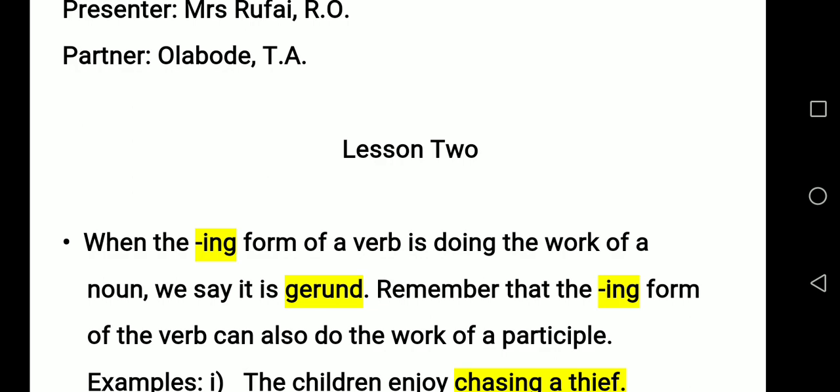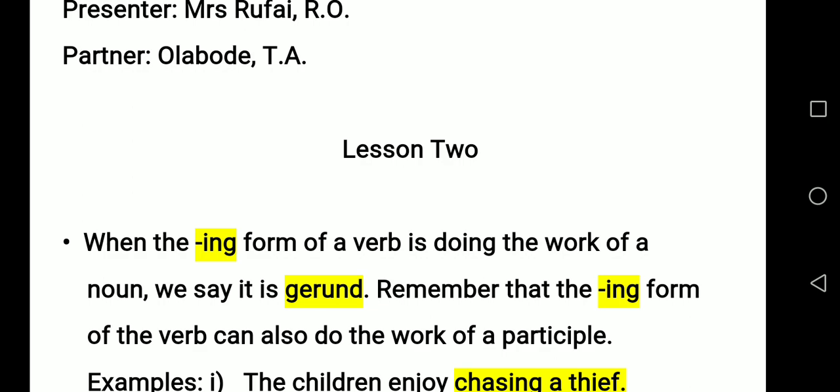So when we see a verb that has the ing form at the beginning of a clause, then we should know that this is another way of identifying a noun clause. It is a noun clause.